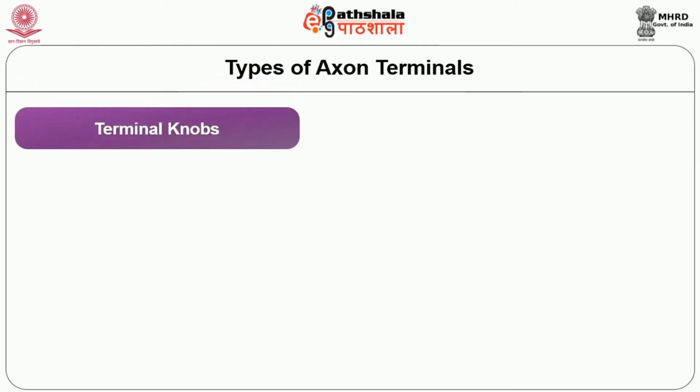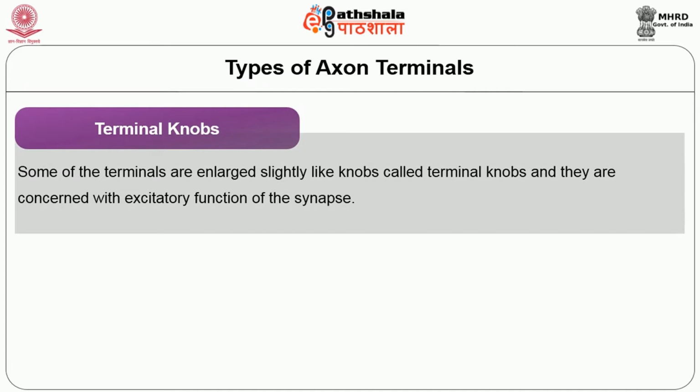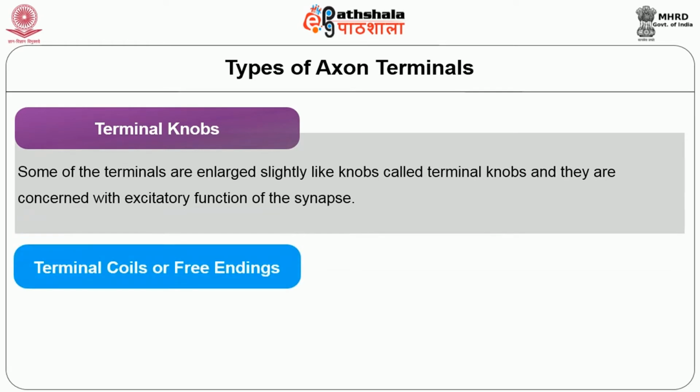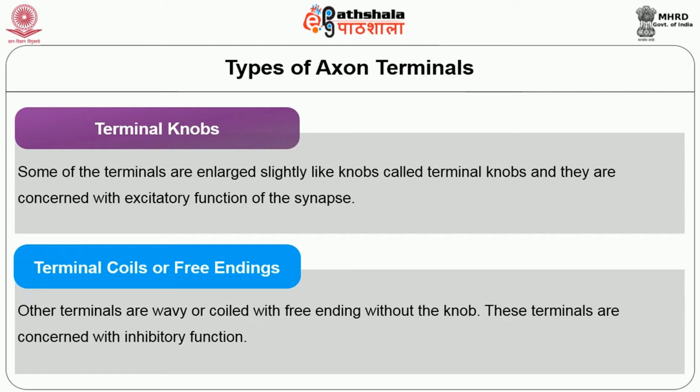Terminal knob. Some of the terminals are enlarged slightly like knobs and are called terminal knobs, and they are concerned with the excitatory function of the synapse. Terminal coils or free endings. The other terminals are wavy or coiled with free endings, without the knob. These terminals are concerned with the inhibitory function.